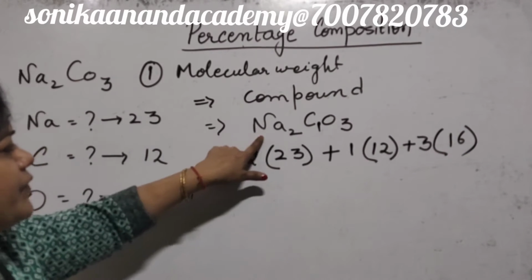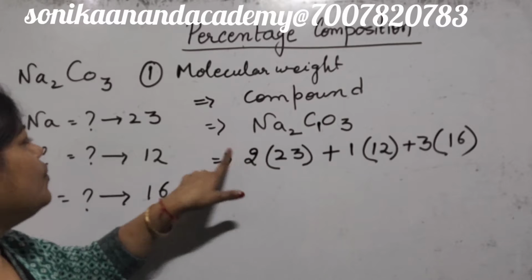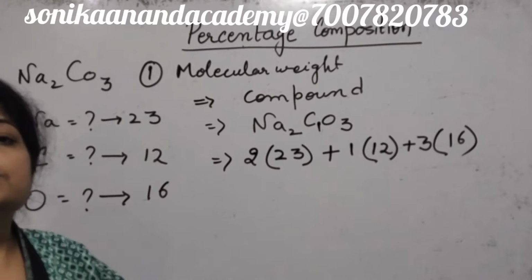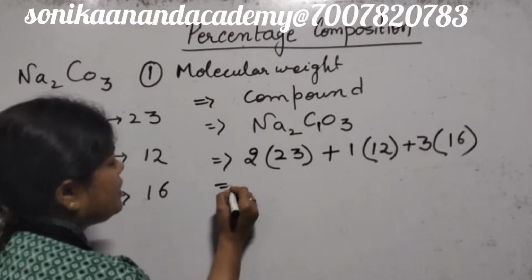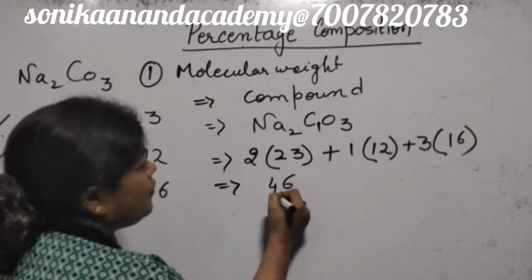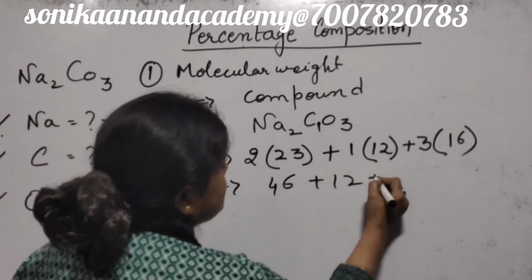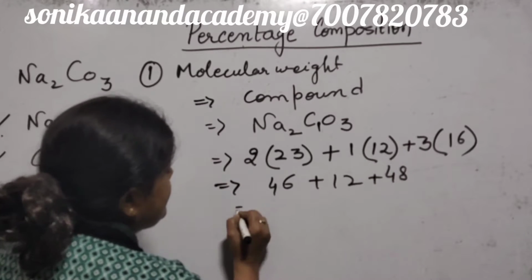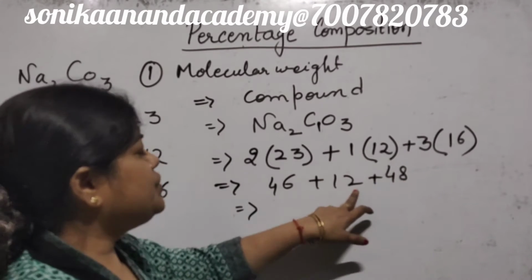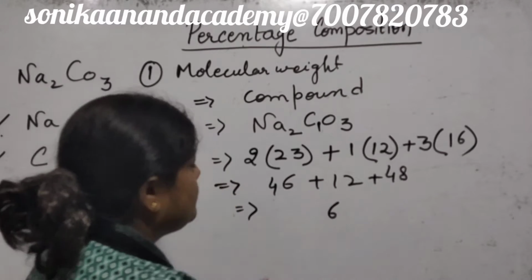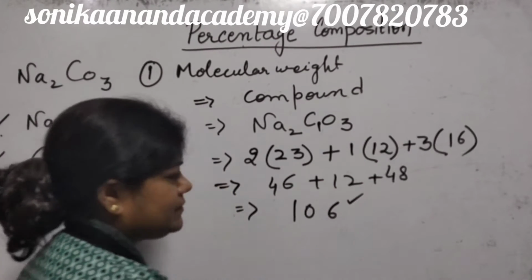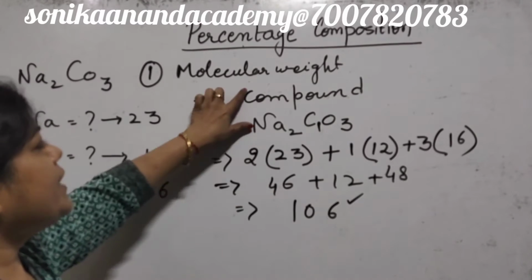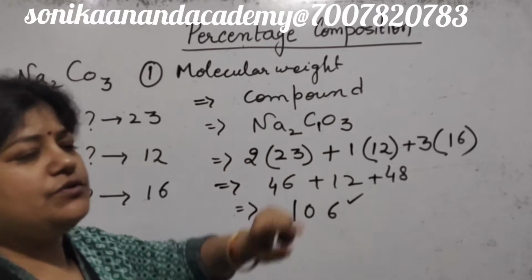Clear? We have 2 atoms of sodium, with atomic weight 23. We use atomic weight, not atomic number of the element. Now this is 46, this is 12, this is 48. And ultimately what we got is 106. This is the molecular weight of the given compound Na2CO3.